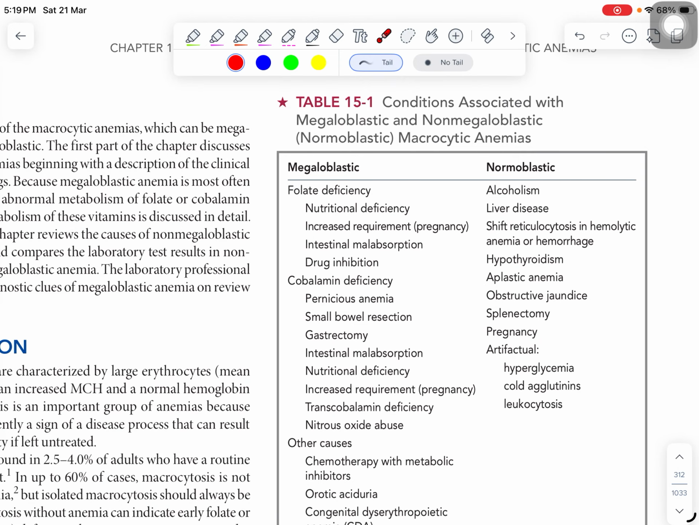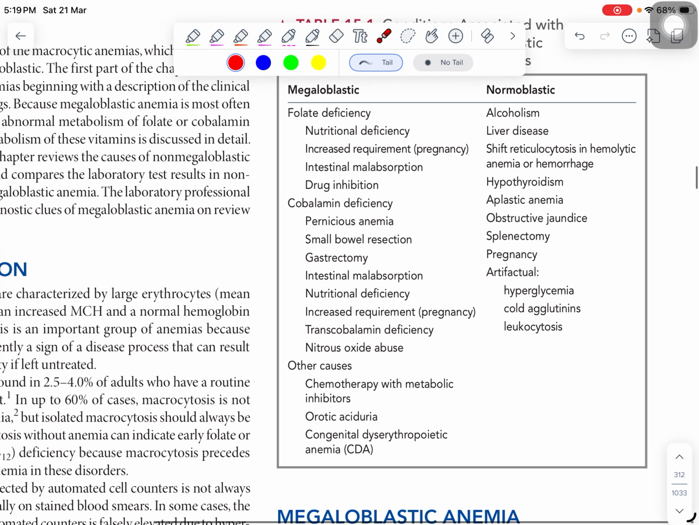The conditions associated with megaloblastic and non-megaloblastic, that is normoblastic, macrocytic anemia are: first one, megaloblastic anemia, folate deficiency, cobalamin deficiency, as you know, and there are other causes. In folate deficiency, there can be nutritional deficiency, increased requirement as in pregnancy, and intestinal causes.